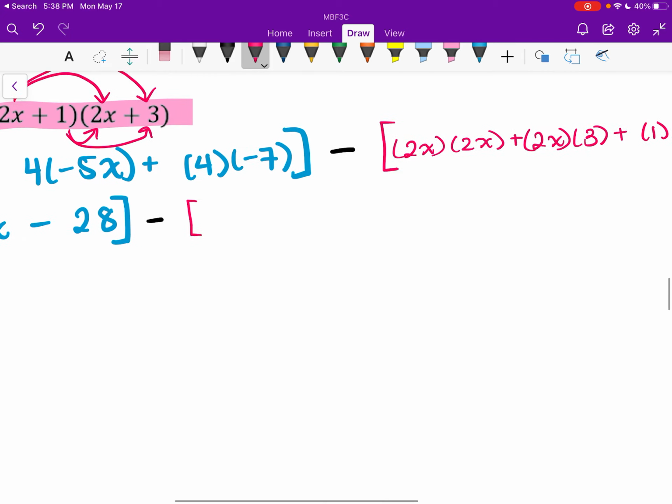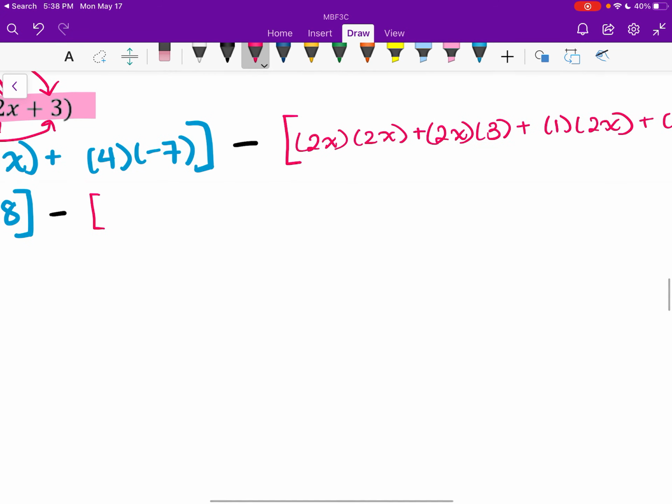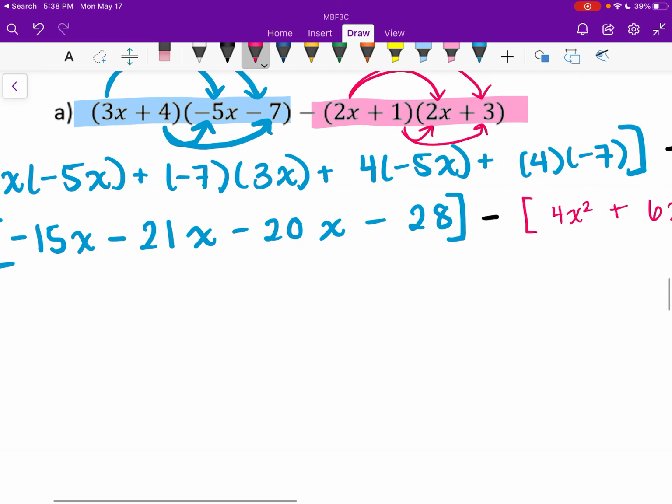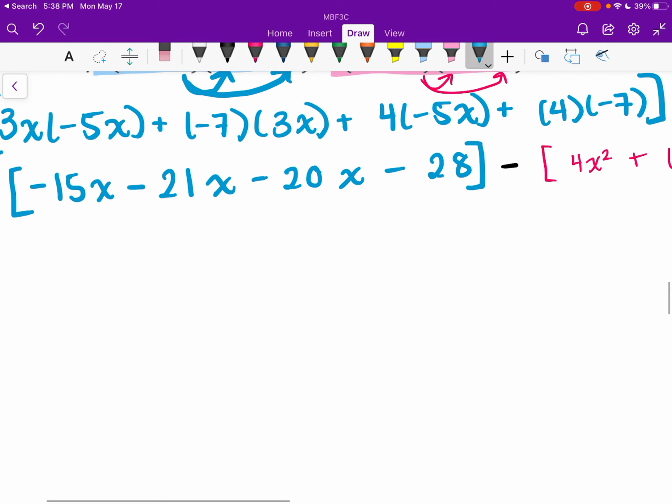And let's go on and do the pink bracket now. 2x times 2x is going to give us 4x squared, plus 2x times 3 is going to be 6x, plus 1 times 2x is just going to be 2x again, and then 1 times 3 is just 3. Right? Let's go in and simplify our brackets now.